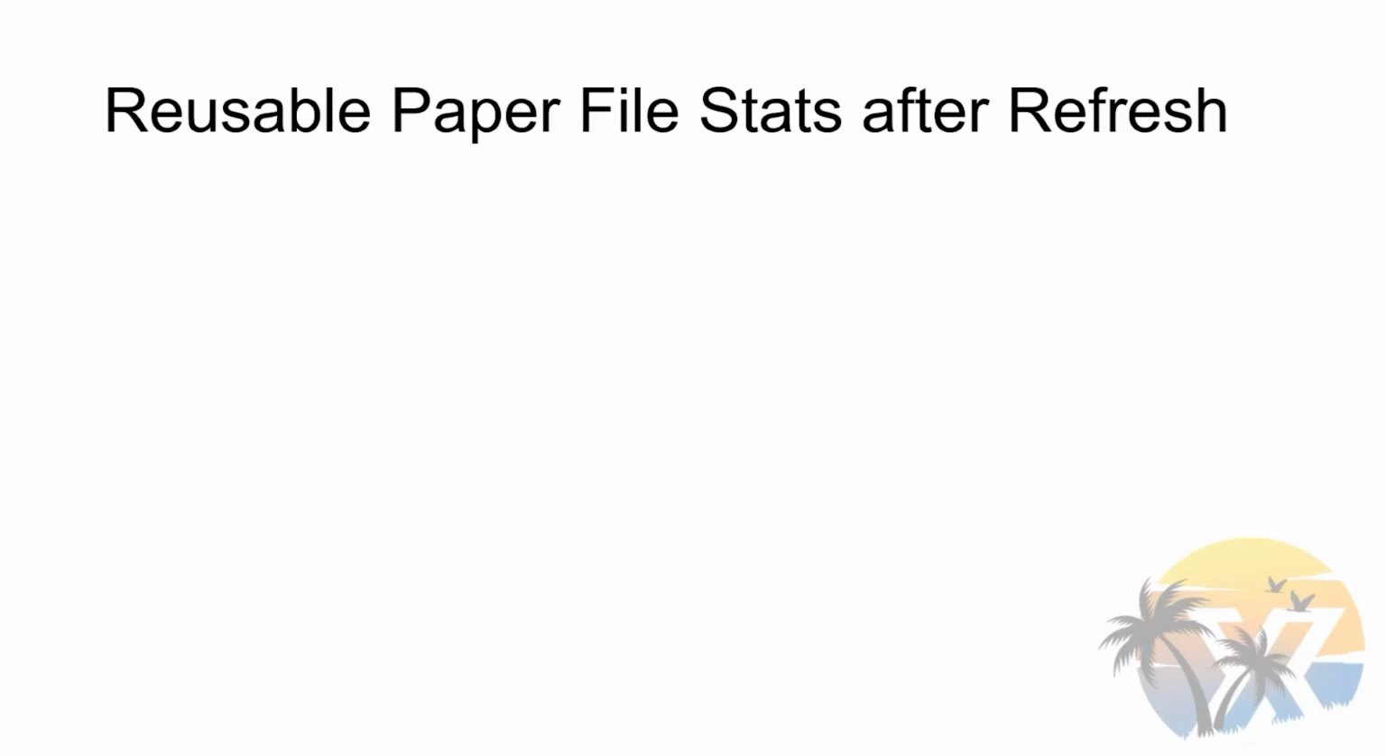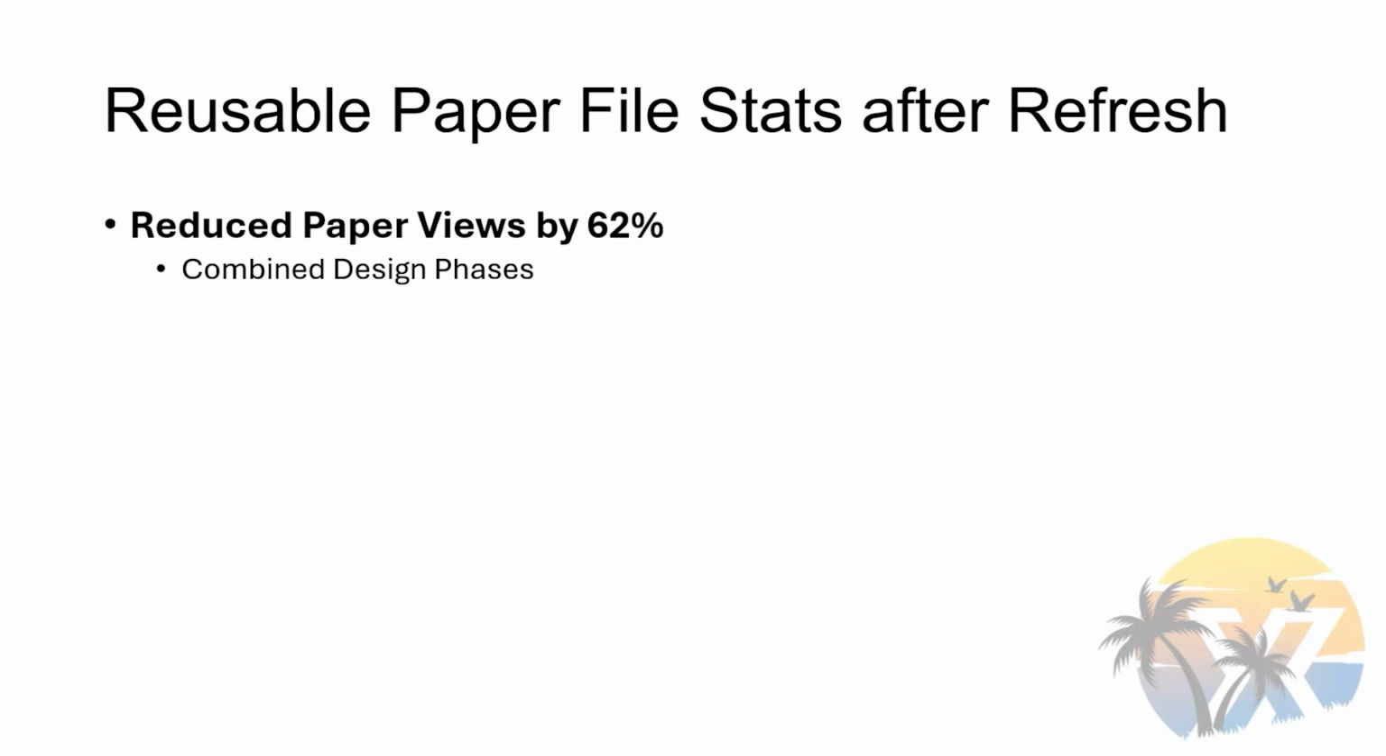So let's circle back and take a look at what our new reusable paper file stats are after our refresh. So we reduced our paper views by 62%, which brings us down to 66 papers total. And as a reminder, we started with 172 papers, so significantly fewer papers to manage. Our biggest update is that we combined the preliminary, the final, the install, and the phased papers from 3 papers down to 1.